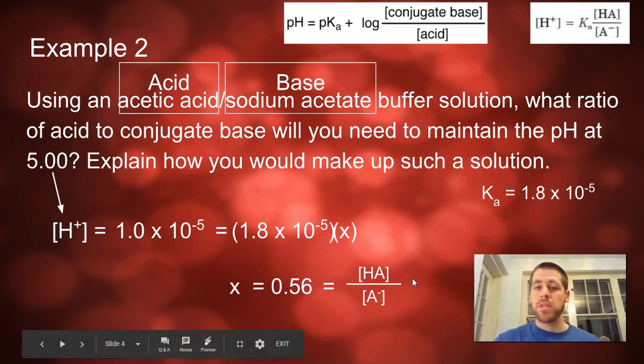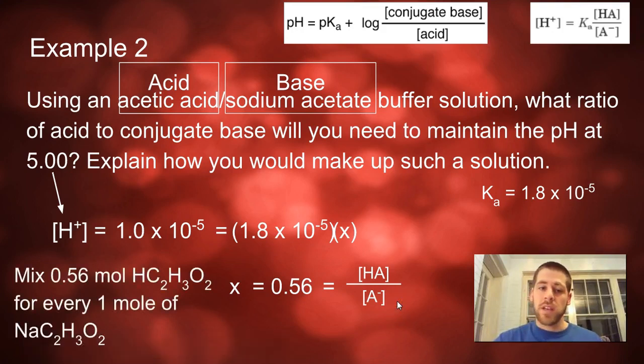So how would you make up a solution of this buffer? You would just need to make sure that you have 0.56 moles of the HA for every 1 mole of the A minus. So I kind of wrote it like this. You would mix up 0.56 moles of acetic acid for every mole of sodium acetate that you put in. It doesn't matter what volumes you have. It doesn't even matter what concentrations you have because they're in that ratio.